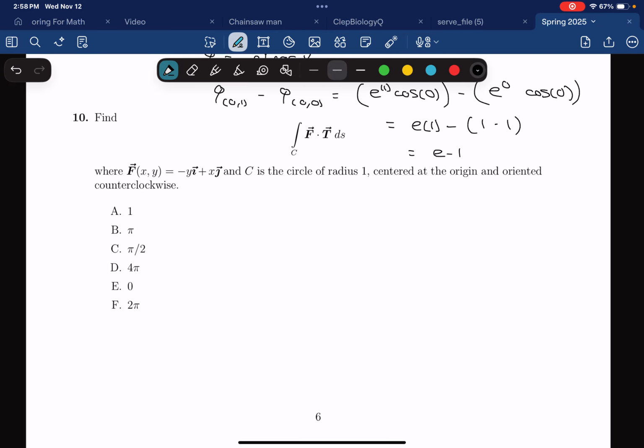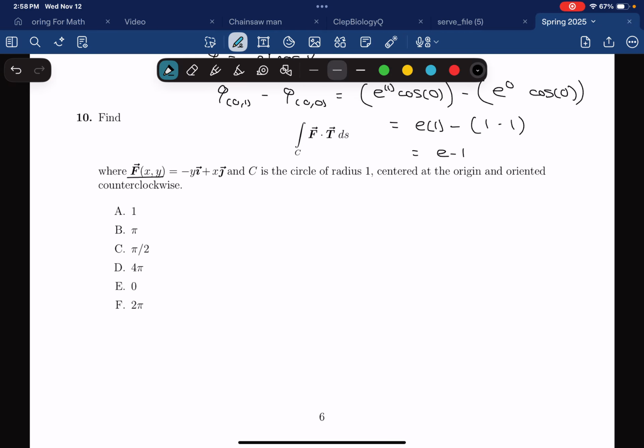Then number 10, find the line integral of f of x, y equals negative y i plus x j, where c is the circle of radius 1, centered at the origin and oriented counterclockwise. Okay, so how do you parameterize a circle? Well, simple. It's just cosine t, comma, sine t. And our radius is 1, so it's just multiplied by 1 for each. If our radius was 2, it would be like 2 cosine t, 2 sine t.